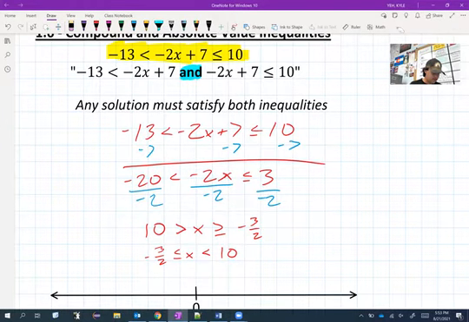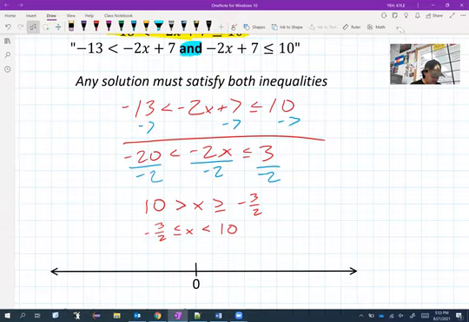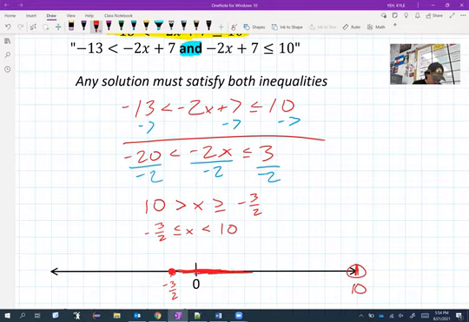So what does this mean? This means I can plot this on a number line. Anything between negative 3 halves, which is negative 1.5. I'm going to use a closed dot there because it was less than or equal to. Anything between that and 1, 2, 3, 4, 5, 6, 7, 8, 9, 10. I'm going to use an open dot there because it was just less than. Anything greater than or equal to my leftmost limit and less than or equal to my rightmost limit should satisfy both of these inequalities.